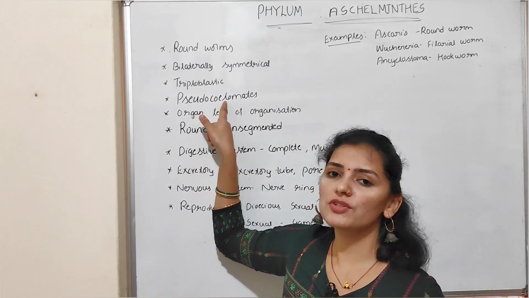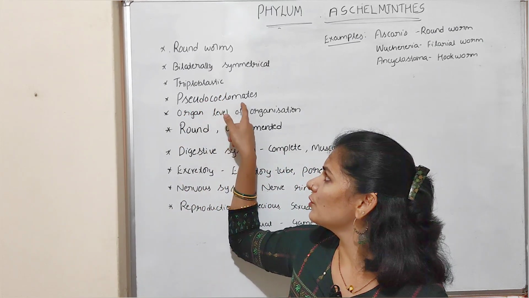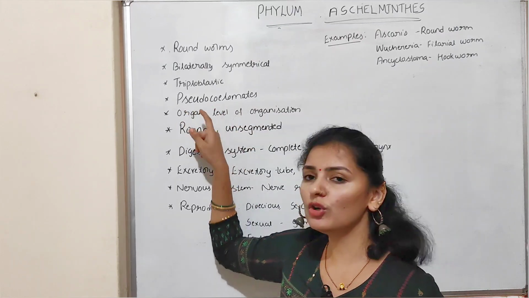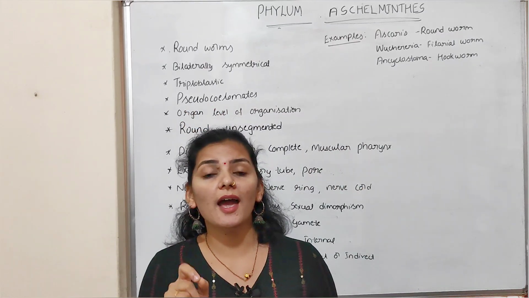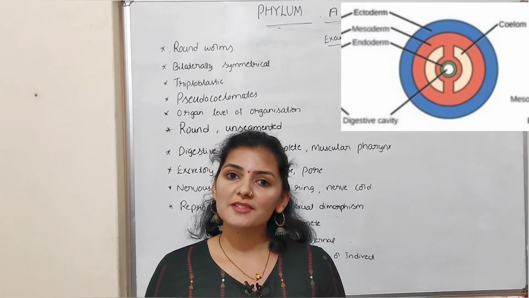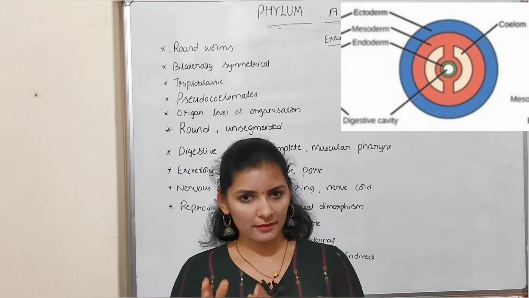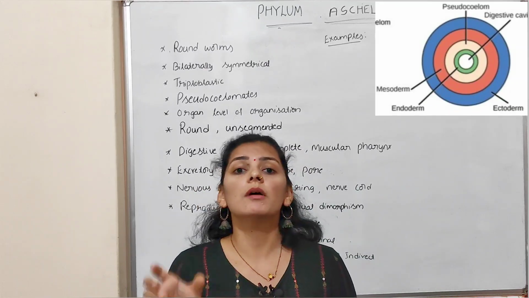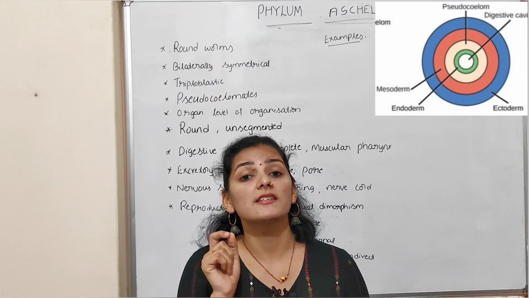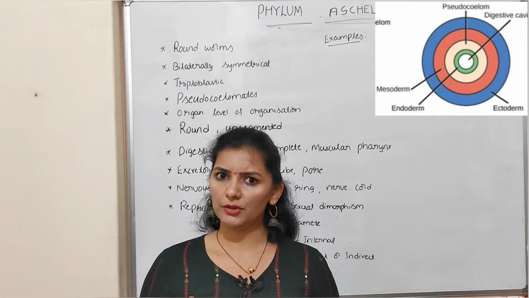They are pseudocoelomates. What do you mean by pseudocoelomates? You know that coelom is the body cavity. So pseudo means false, so they have a false body cavity. You know that the body cavity is present between the outer ectoderm and the gut. Even in this organism, a cavity is present between the ectoderm and the gut, but it is not a true cavity.